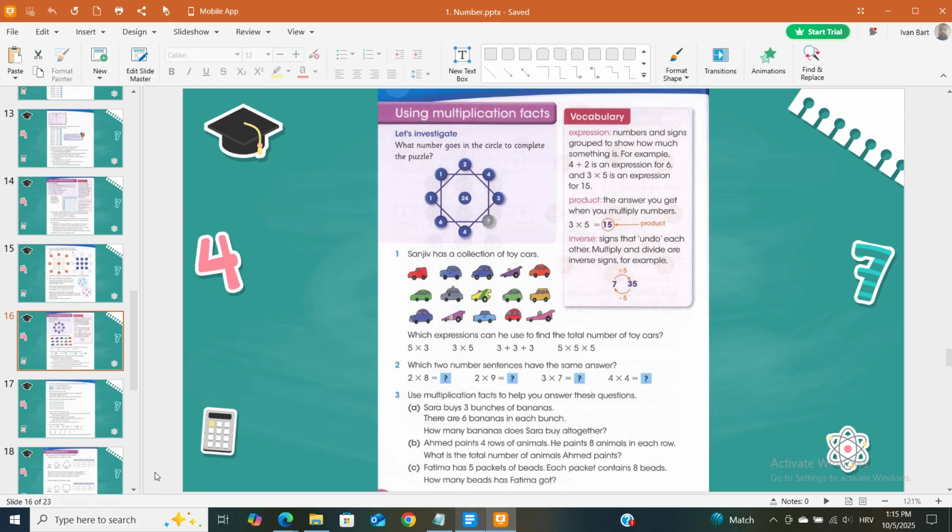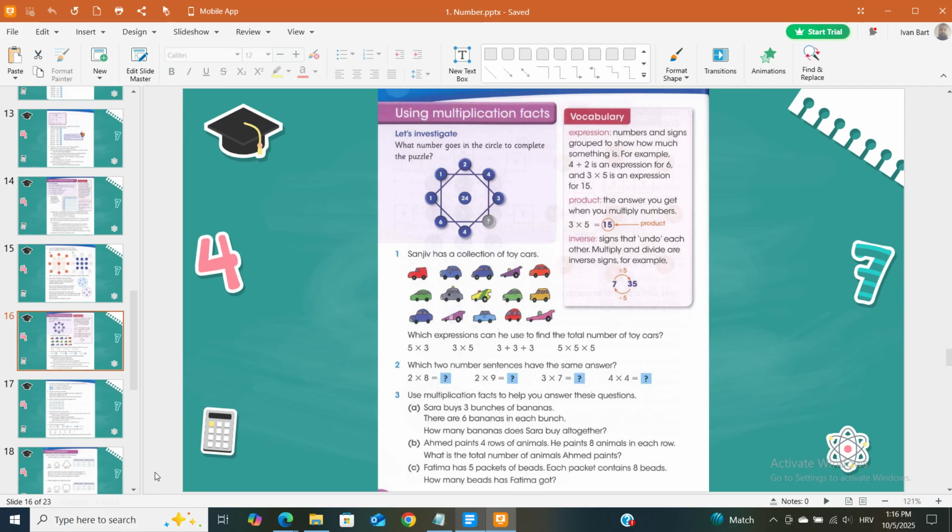Vocabulary. Expression. Numbers and signs grouped to show how much something is. For example, 4 plus 2 is an expression for 6, and 3 by 5 is an expression for 15. Product. The answer you get when you multiply numbers. 3 by 5, product equals 15. Inverse. Signs that undo each other. Multiply and divide are inverse signs. For example, 7 x 5 equals 35, and 35 divided by 5 equals 7.